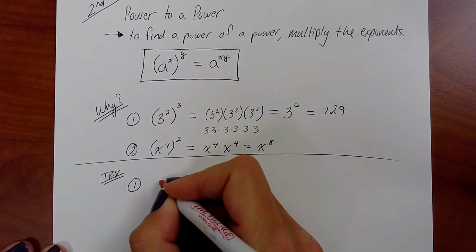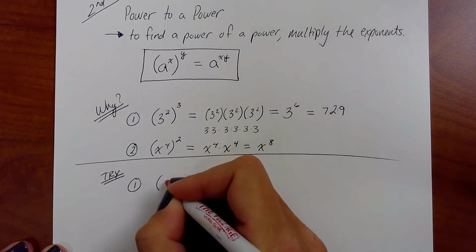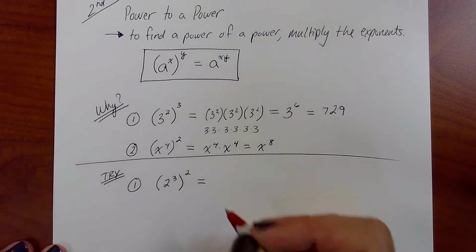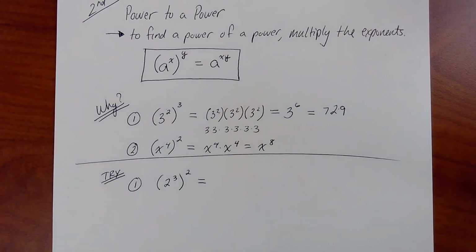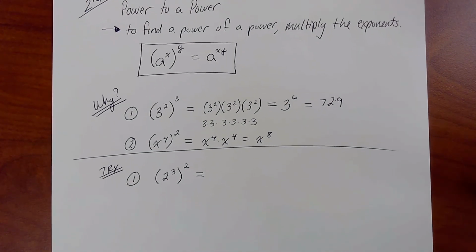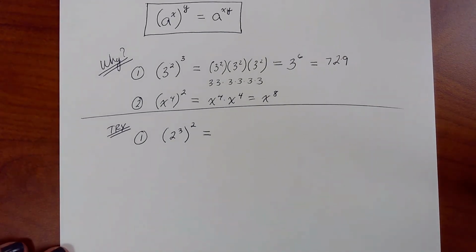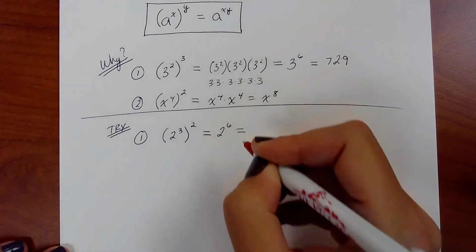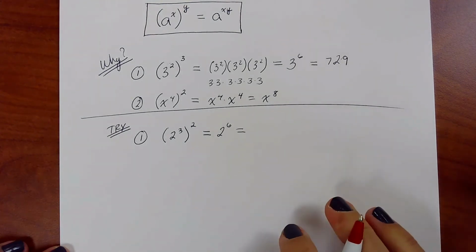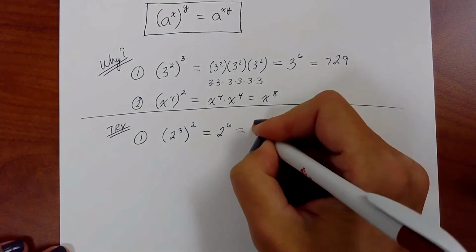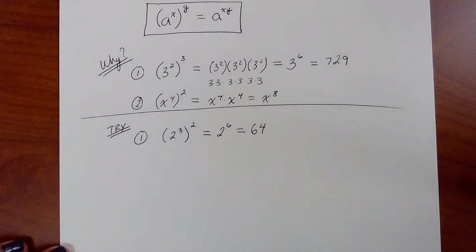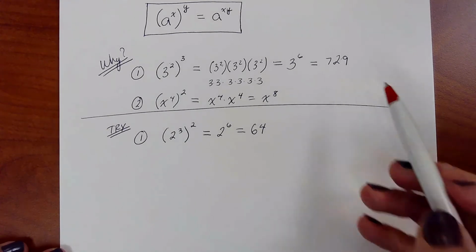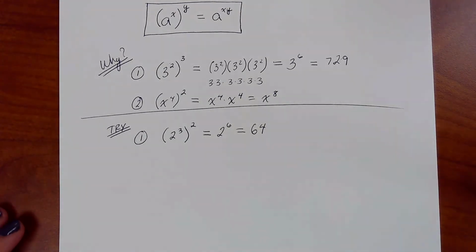Okie dokie. Let's say 2 to the third, all raised to the second power. And try to solve it all the way. If there's numbers and you can solve it all the way, go ahead and do that. So what do I mean? So this would be 2 to the sixth. You can solve 2 to the sixth. 2, 4, 8, 16, 32, 64. All right, if there's a variable, obviously you can't go any farther.